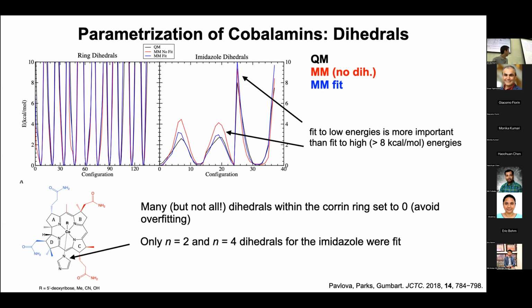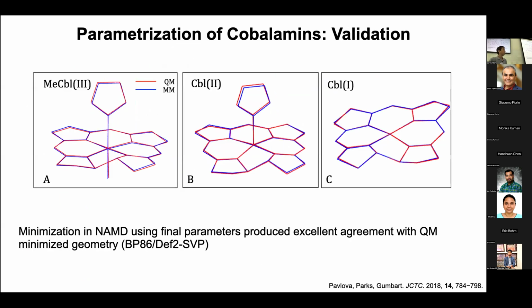Okay. For the imidazole, again, because it's a planar ring, we only fit the even terms, n equals 2 and n equals 4, for our dihedrals. And this was not a one shot. This was a case of multiple rounds of trying, fitting, testing, and then going back. But the end result was really, I was blown away by this. This was work by Anna Pavlova in my lab.